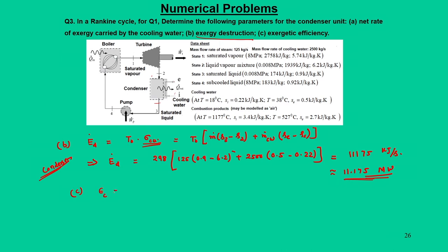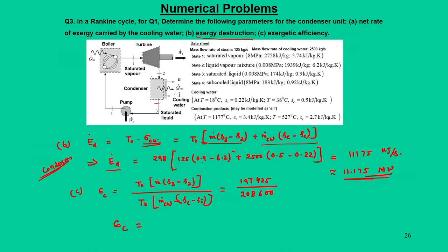Then we are now able to find out the exergetic efficiency for the condenser. So, we say epsilon C as T0 into m dot (S3 minus S2), divided by T0 into m dot CW into (S E minus S I). So, this is nothing but these two separate terms, which were calculated in the exergy destruction. When you insert the numbers, it is 191,197,425 divided by 208,600. So, the exergetic efficiency of the condensing unit is about 0.94, or approximately 94%.